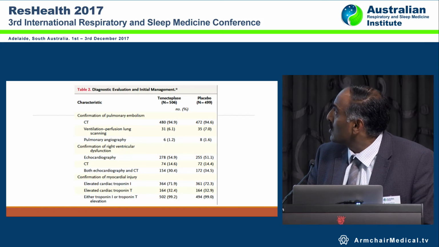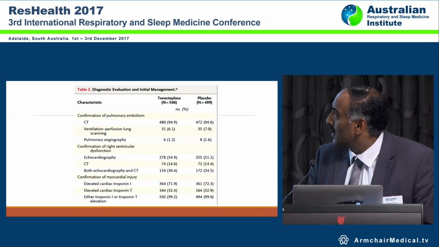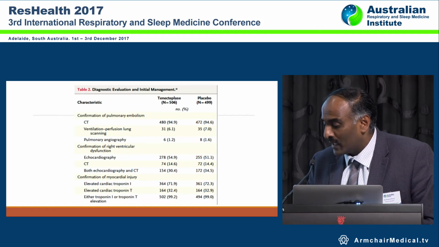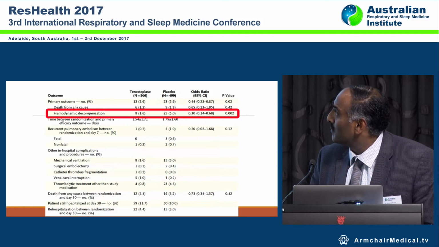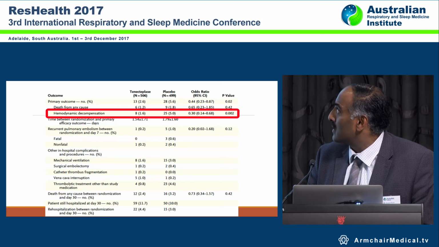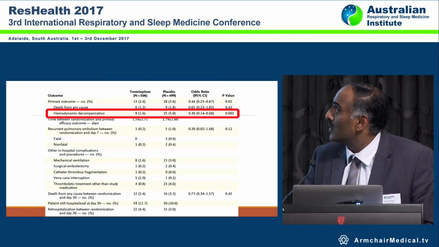Now, those were the numbers, roughly equal. The groups were matched, mainly CTPA for obvious reasons, because there are more radiologists familiar with CTPAs. And yes, it did help hemodynamic decompensation. Far less with 10-hectare.